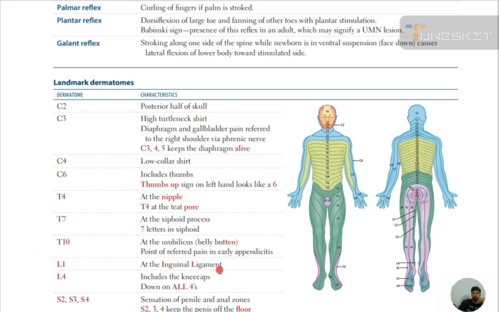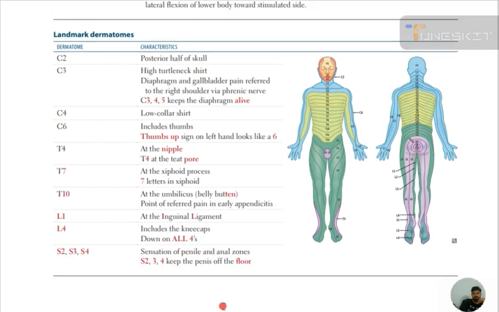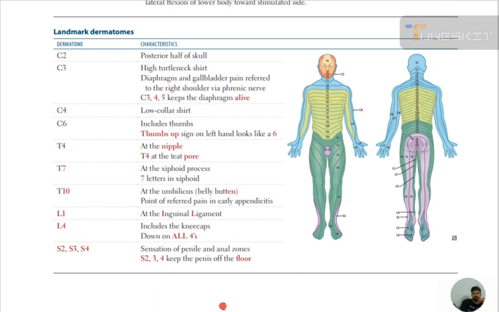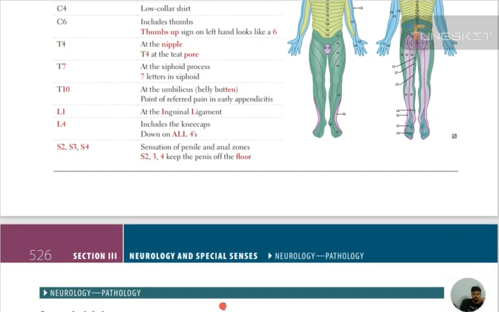L1 at the inguinal ligament. L4 includes the kneecaps. Down on all fours. S2, 3, and 4 supply sensation of perineal and anal zone. S2, 3, 4 keep the penis off the floor. It means it causes erection.